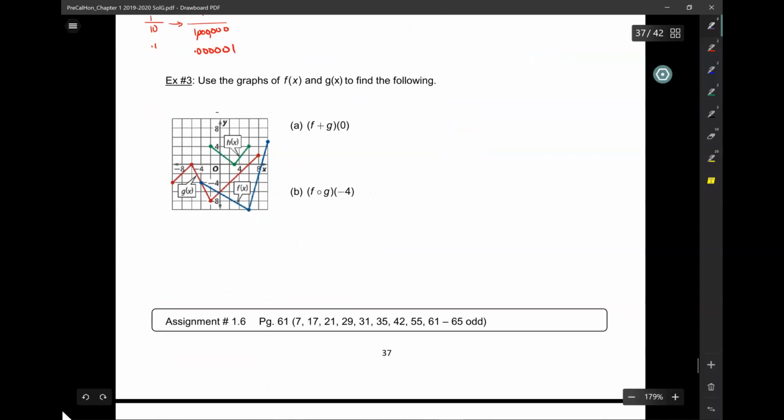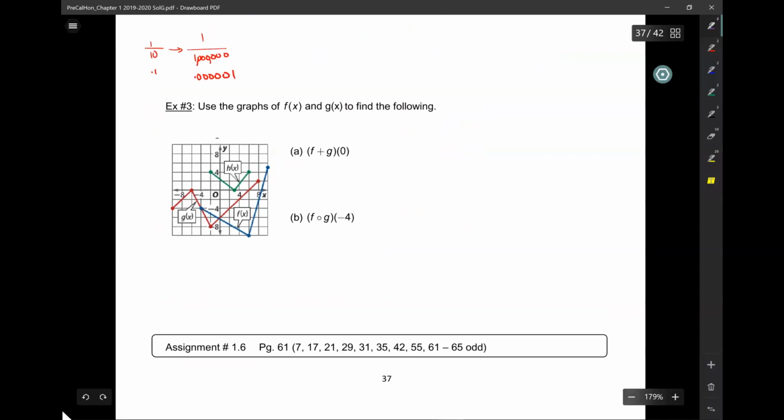Last but not least, take a look at what we have here. We have f of x and g of x. You had something similar to this in the homework. I have f of x and g of x, and we have to find what we're being asked for here. So in the first case, I have f plus g of 0. What this is, f of 0 plus g of 0.